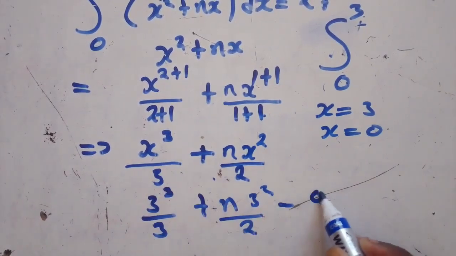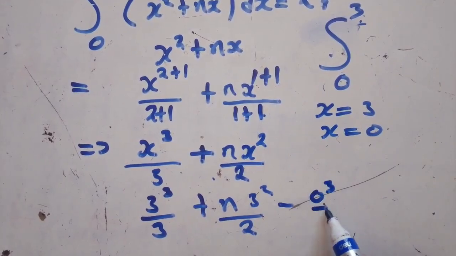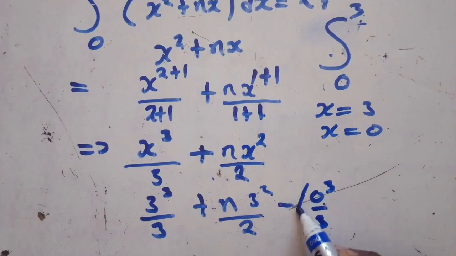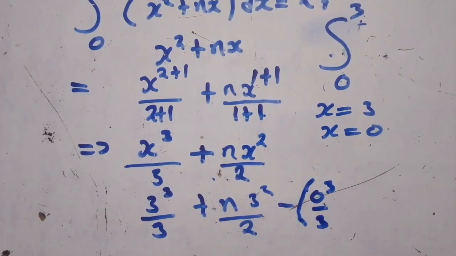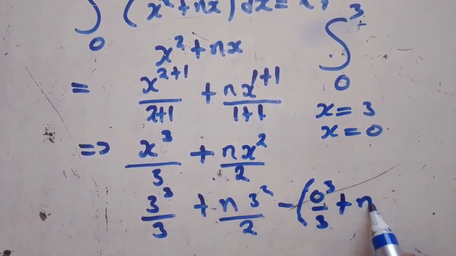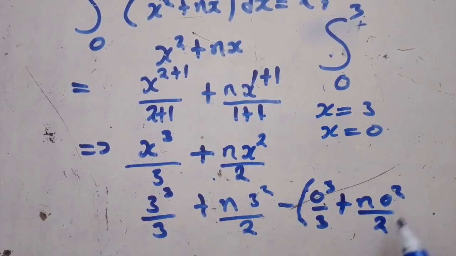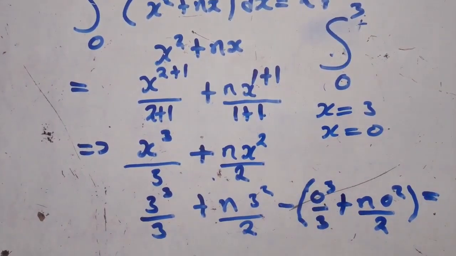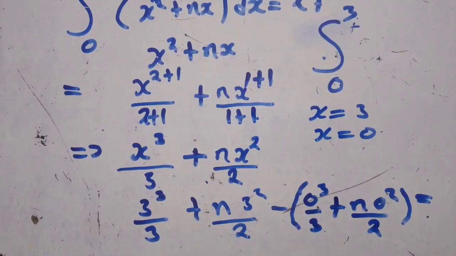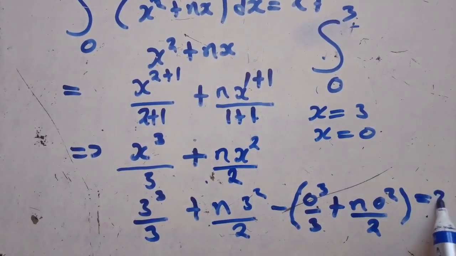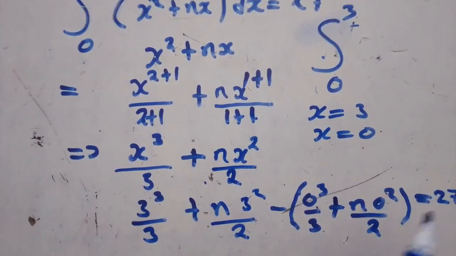0 cubed over 3. We put this in brackets so that we don't get confused. Plus we do the same: n multiplied by 0 squared over 2, and this will give us 27 according to the statement which was given there. So this is equal to 27.